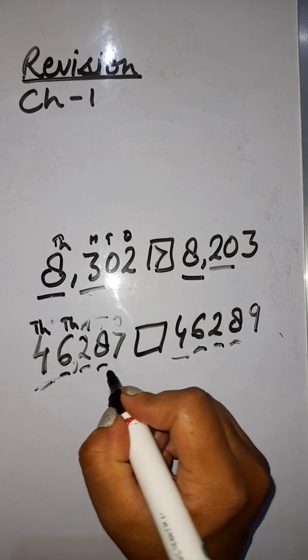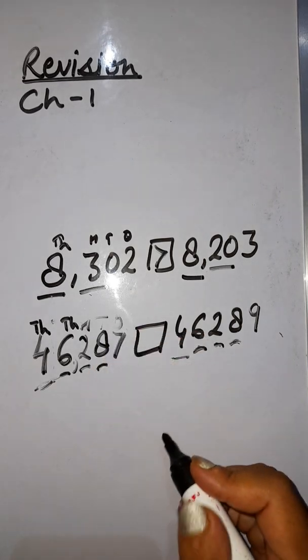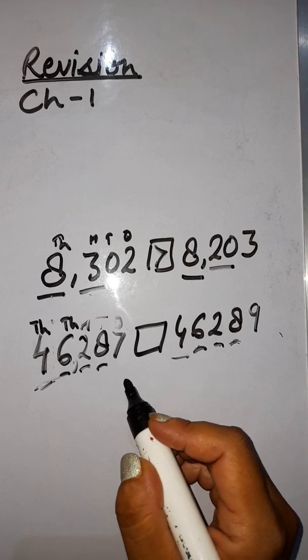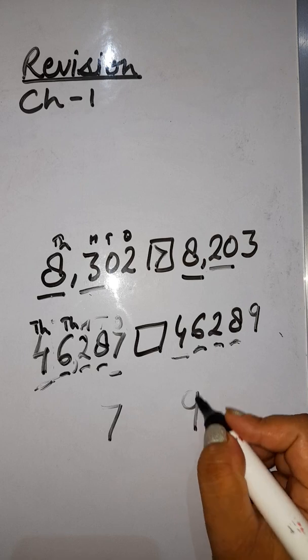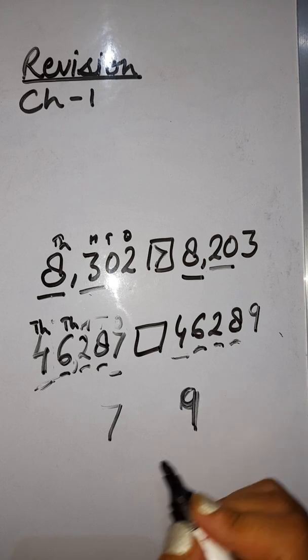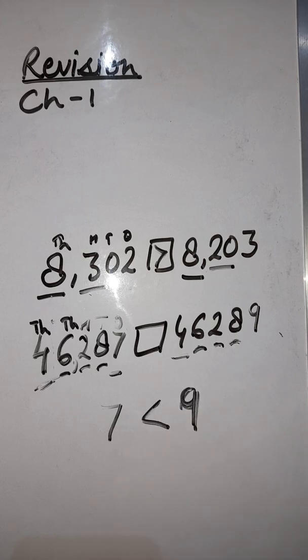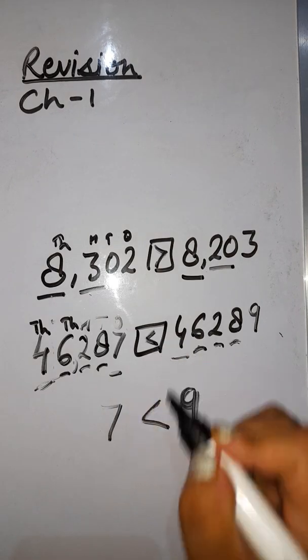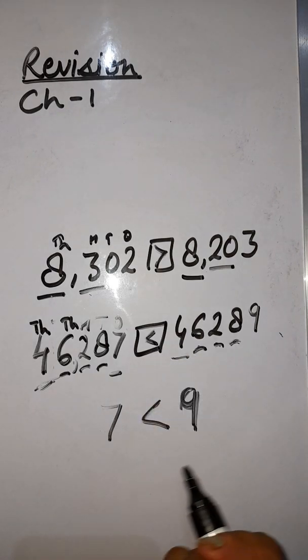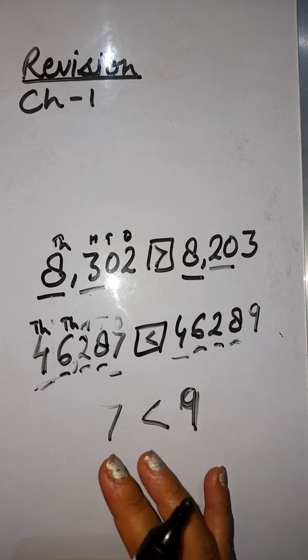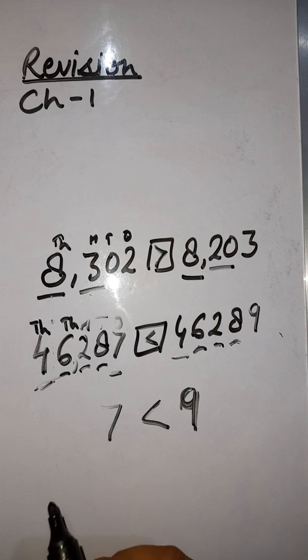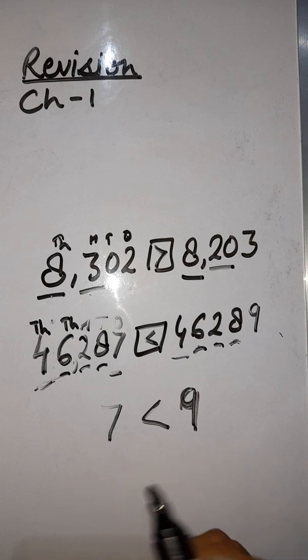Now one place is left, that is the ones place. Just look into the ones place. Here we have 7, and here we have 9. So which number is greater? 9. So the sign would be smaller than here. Understood? As you compare numbers, just look into the position or place of each digit and check which is smaller or bigger. Then put the correct sign: smaller than, greater than, or is equal to.